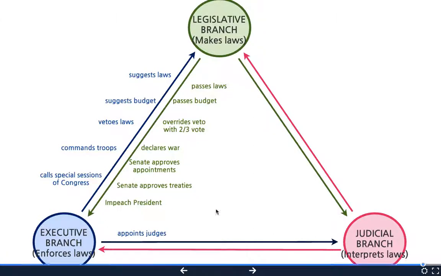Now, what can the president do to the judicial branch? It gets a lot simpler. The green one right here, our legislative branch, has got the most power out of all of them. So our executive branch, he appoints judges. So he decides who's going to be over here.